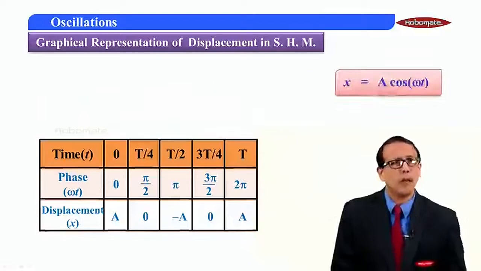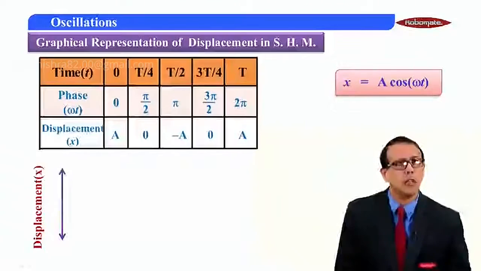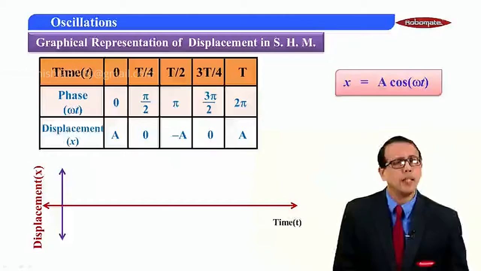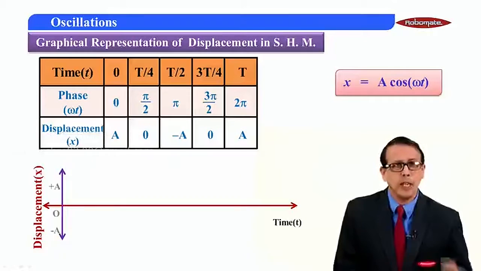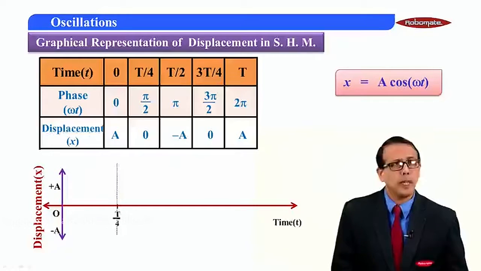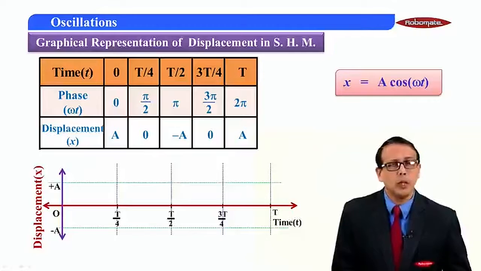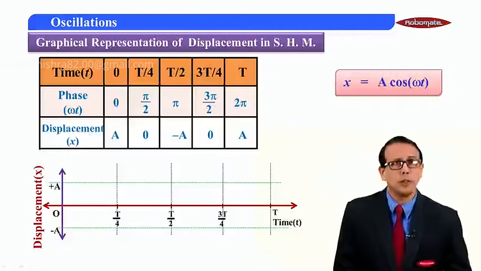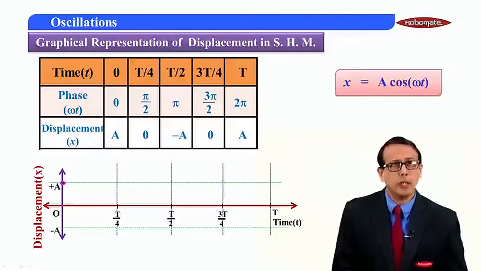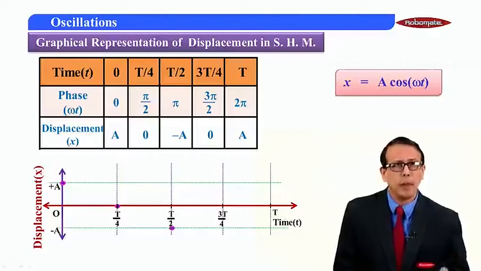Let's finally plot the graph of displacement versus time. So displacement on the y-axis, time on the x-axis. The peak value is plus and minus a. Let's take the values of small t. I have marked the extreme values. Let's jot down the first point, students. When t is 0, displacement is plus a. So let's put it here. The next values are 0, minus a, 0, plus a.